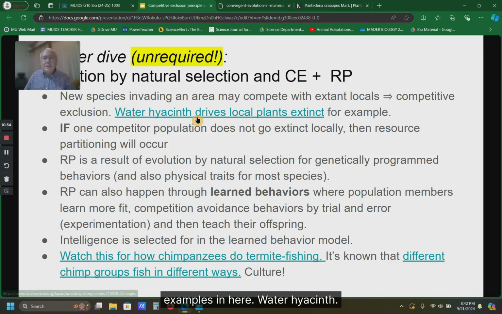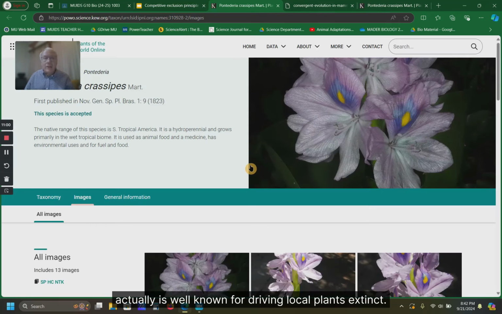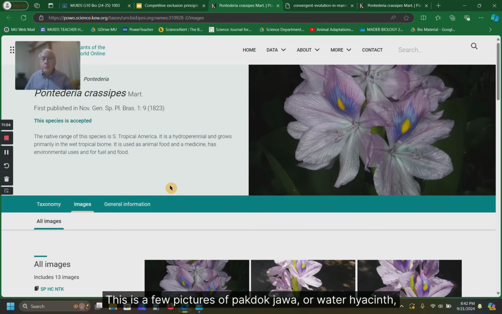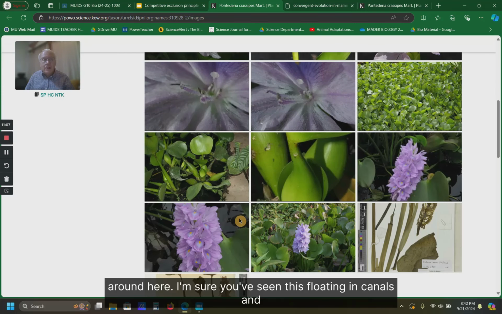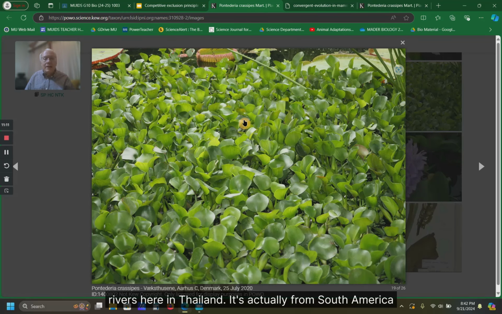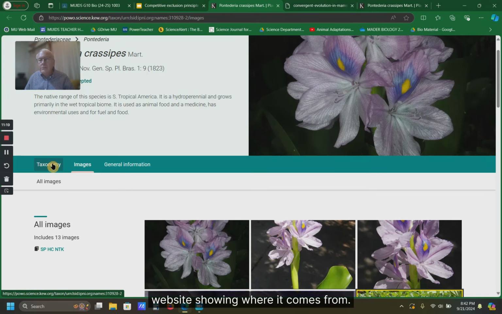Water hyacinth, Pak Top Chawa in Thai, is a plant that is well known for driving local plants extinct. These are a few pictures of Pak Top Chawa, or water hyacinth. I'm sure you've seen this floating in canals and rivers here in Thailand. It's actually from South America originally. I think there's a map here on this website showing where it comes from.